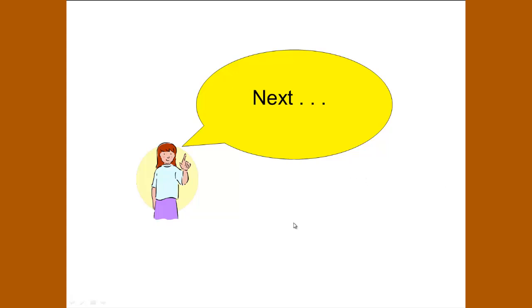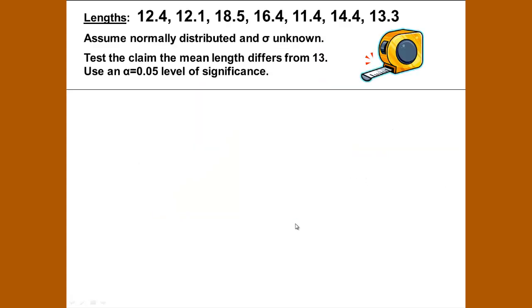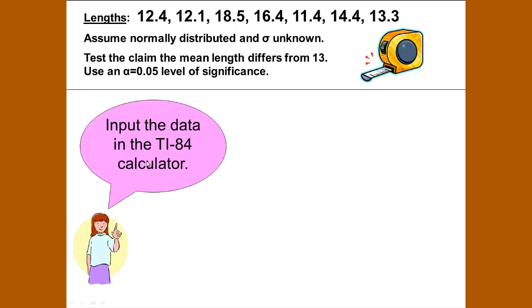So we have time for one other example. So now we have the lengths of 12.4, 12.1, 18.5, 16.4, 11.4, 14.4, and 13.3. Assume that it's normally distributed and sigma is unknown. Test the claim that the mean length differs from 13 using 0.05 level of significance.